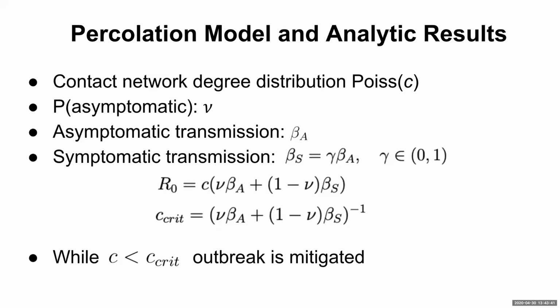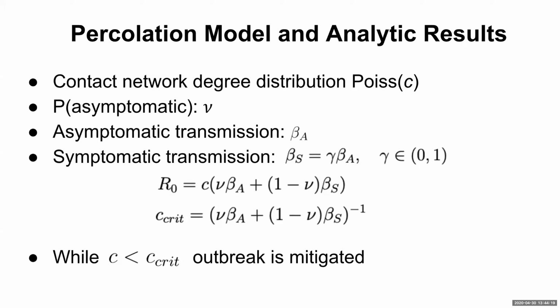We're able to determine analytic results for epidemic thresholds under the following set of assumptions. First, we assume the contact network has a Poisson degree distribution, as is true for Heterogeneity networks of large size. We specify the proportion of asymptomatic infections nu, as well as the transmission rate for symptomatic and asymptomatic cases. We define the symptomatic transmission rate to be some fraction gamma of the asymptomatic rate. Although transmission may actually be more likely for symptomatic persons, we use the parameter as a proxy for a reduced number of contacts as they isolate.